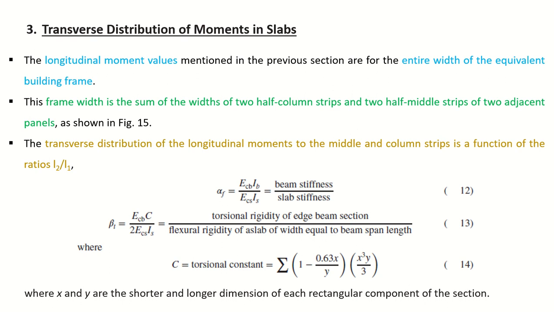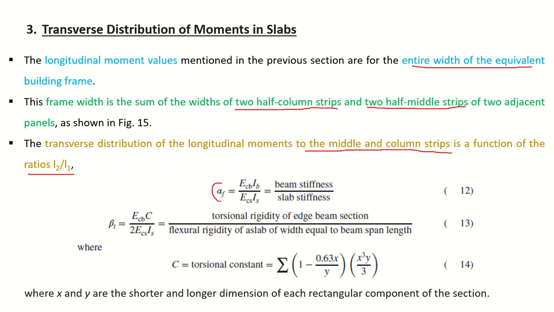the longitudinal moment values, m negative and positive, mentioned in the previous section, are for the entire width of the equivalent building frame, right. This frame width is the sum of the width of 2 half column strips and 2 half middle strips of 2 adjacent panels, right. The transverse distribution of the longitudinal moment to the middle and column strips is a function of the ratio L2 to L1. Now alpha F is equal to beam stiffness divided by slab stiffness.